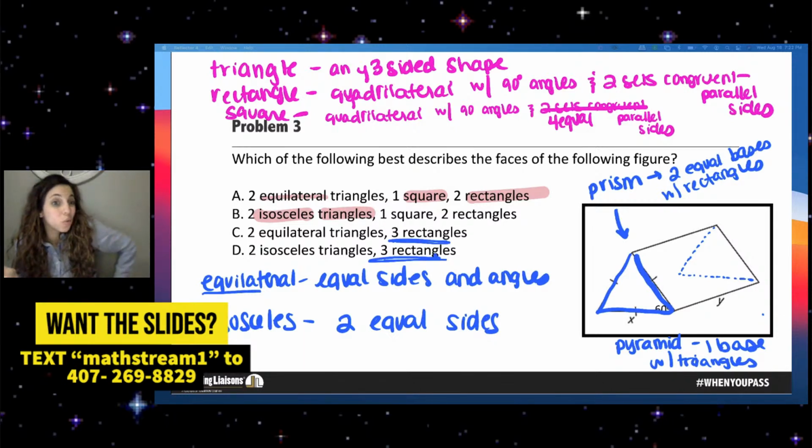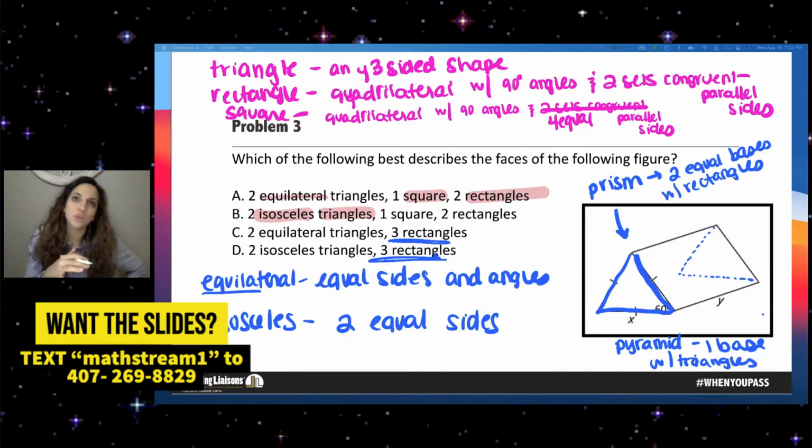They could be squares too, but there's no answer choice where it's 2 triangles and 3 squares. It's 2 triangles, 1 square, 2 rectangles. I don't know that any of those are squares. I know that they're all rectangles. So A and B are out.